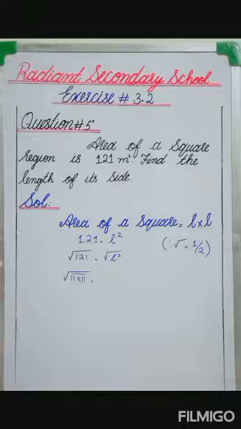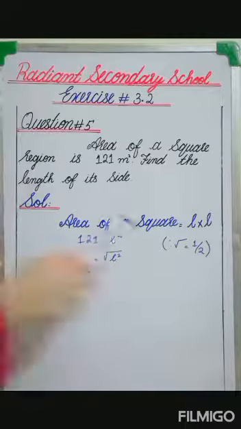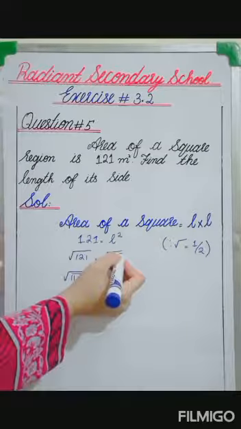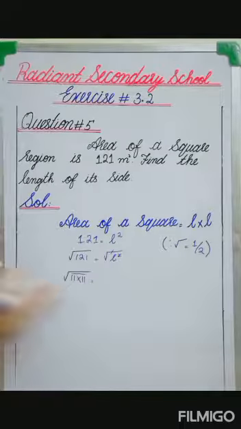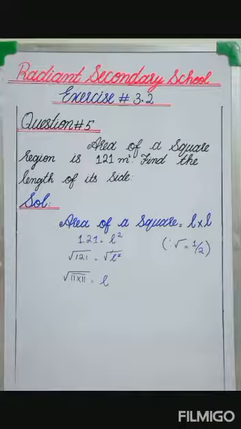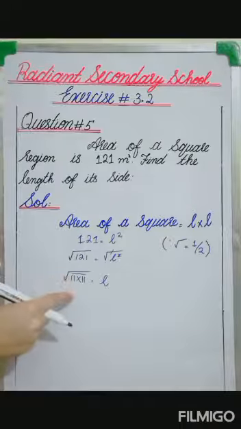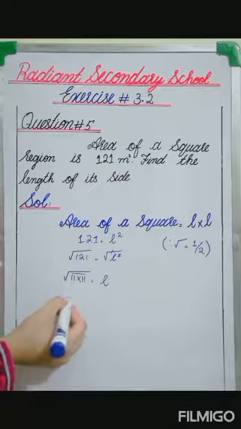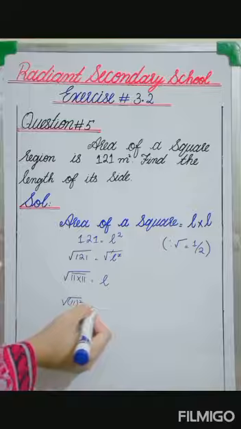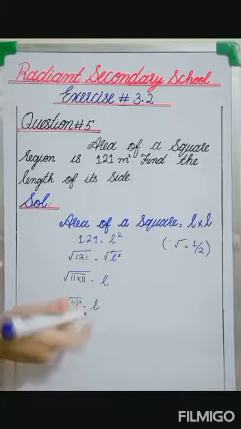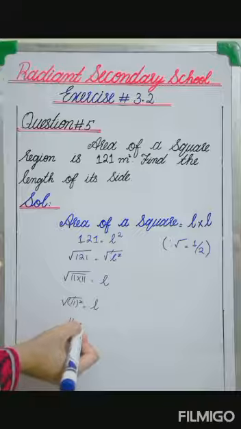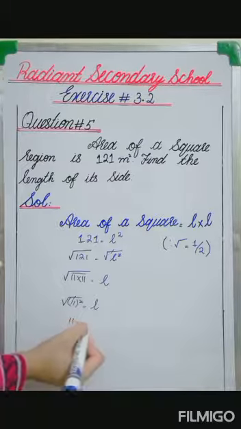Students, you have already learned in the previous lecture that the value of square root sign is 1 by 2. So that's why this square and square root sign will be cancelled. Now you can see 11 is being multiplied by itself 2 times. So I will write 11 square. This square and square root sign will be cancelled. So the value of length is 11 meter.